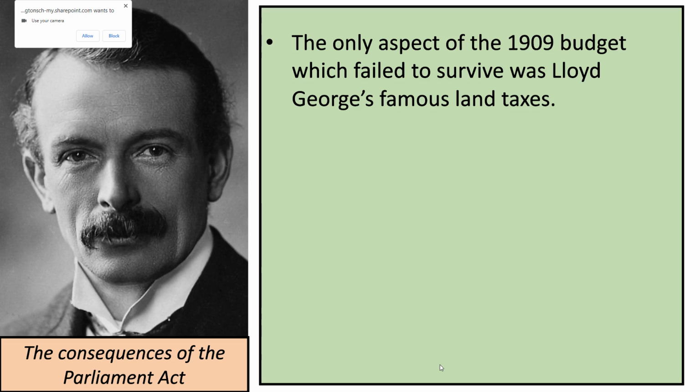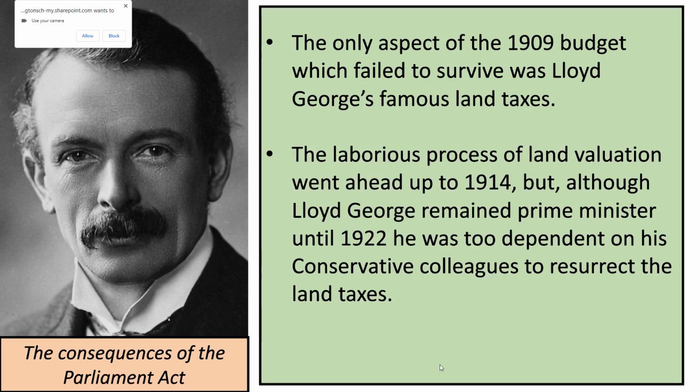Now, the only aspect of the 1909 budget that really fails to survive is Lloyd George's land tax. So land valuation, which is a massively laborious task and takes ages, goes ahead up until 1914, but during the war that's obviously not feasible. And even though Lloyd George is Prime Minister until 1922, he's too dependent on his colleagues in the Conservative Party to bring the land taxes back. Obviously, the land taxes are going to hit the Conservatives the most, because oftentimes they are the landed gentry and have a lot of landed wealth, and he needs to appease them for various reasons that we'll look at in more detail when we get to the First World War and its consequences. By 1920, they've been abandoned.